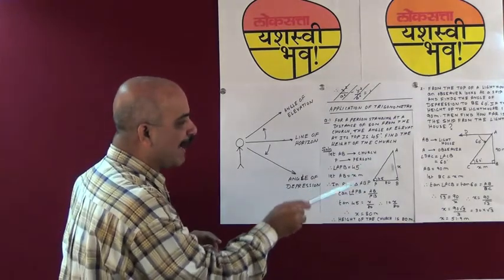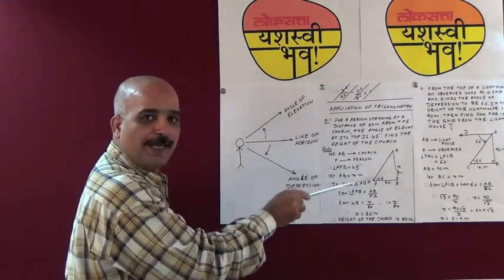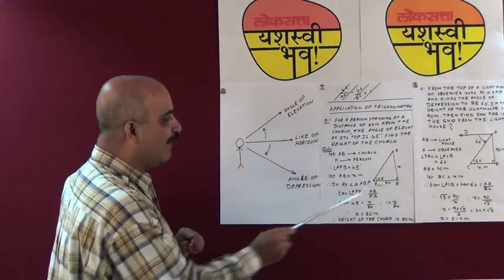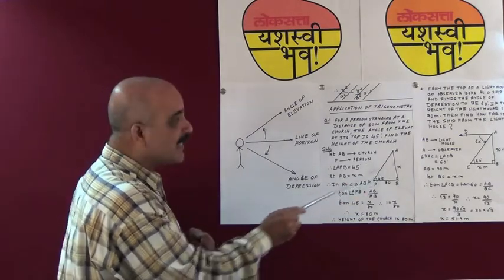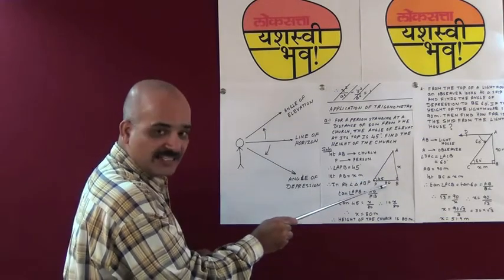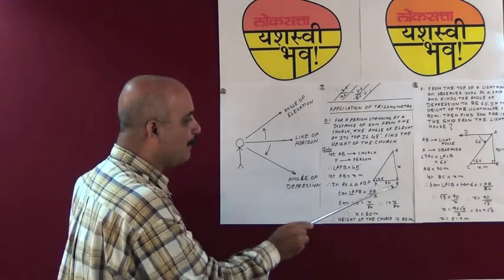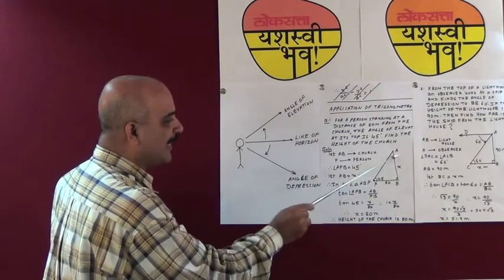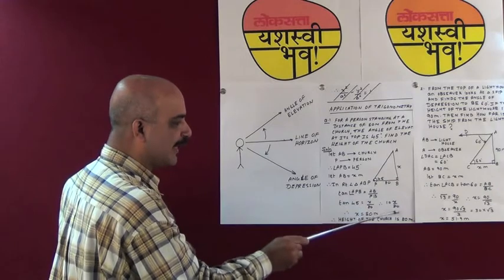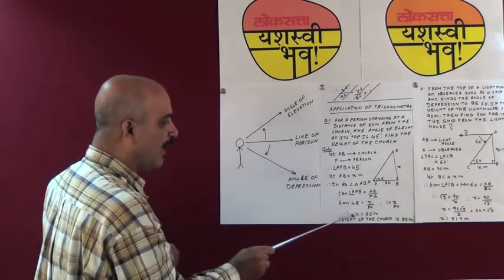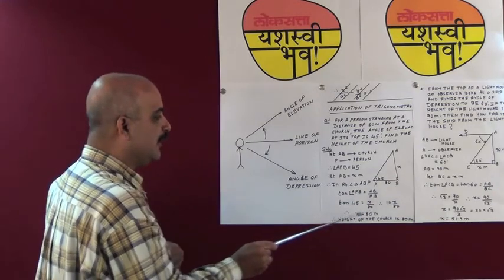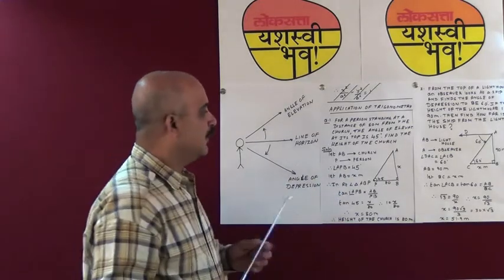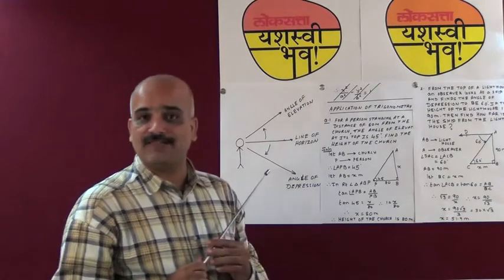Now, we consider AB to be x. Let the height of the church be x. So, in right angle triangle ABP, we have tan 45, that is opposite upon adjacent, that is AB upon PB. Tan 45 is 1, AB is x, and PB is 80. Therefore, x is equal to 80 meter. That means the height of the church is 80 meter.